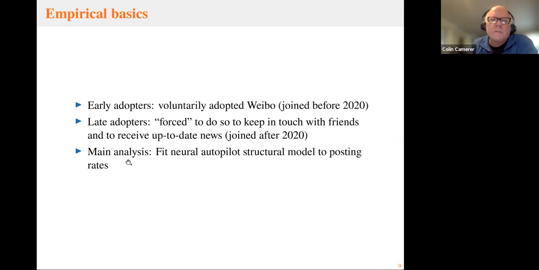And the main analysis is pretty straightforward. We're going to fit the neural autopilot structural model to posting rates. So we're going to try to predict whether an individual posts on a certain day. That's going to be the unit of data for the 20,000 people.